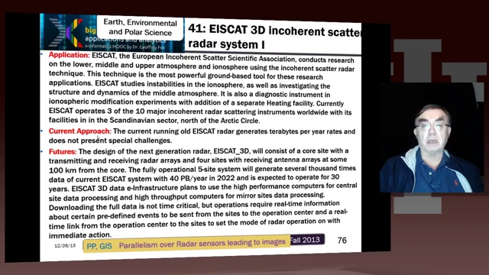So we start off with IceCat, which is a facility being built in the Nordic regions, and it's basically scattering radar in the atmosphere, measuring what happens, and using that to investigate the dynamics and structure of the atmosphere. Currently it operates the so-called 10 radar scattering instruments, and it takes data which is then recorded and sent back to the central facility for analysis.